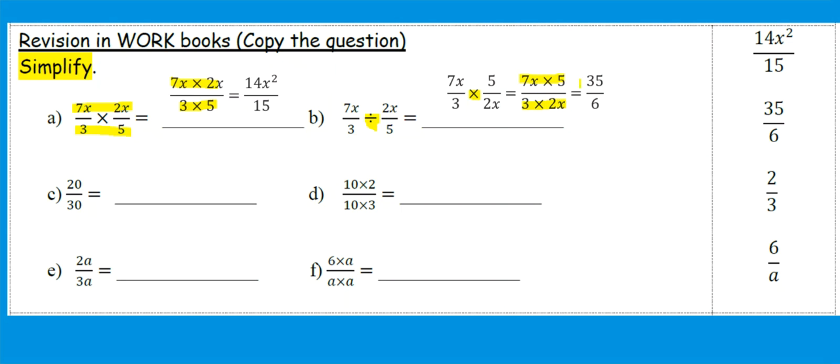So 7x times 5 is 35, and 3 times 2 is 6. The x's here actually cancel out. So x cancels out with x. What mathematically we're saying is, how many x's are in x, or simplifying this fraction, is 1 over 1.